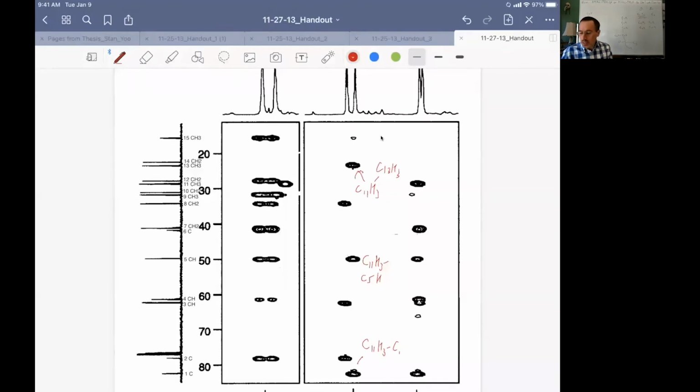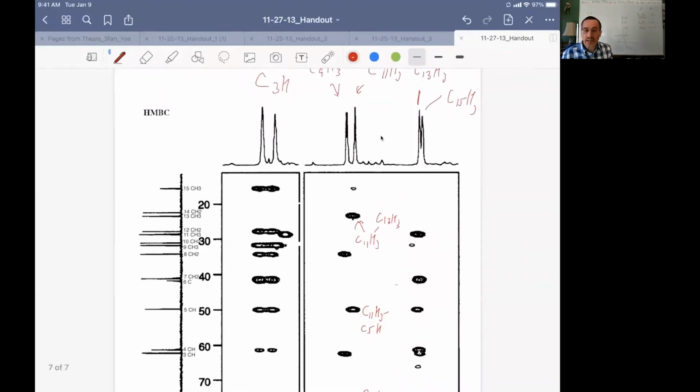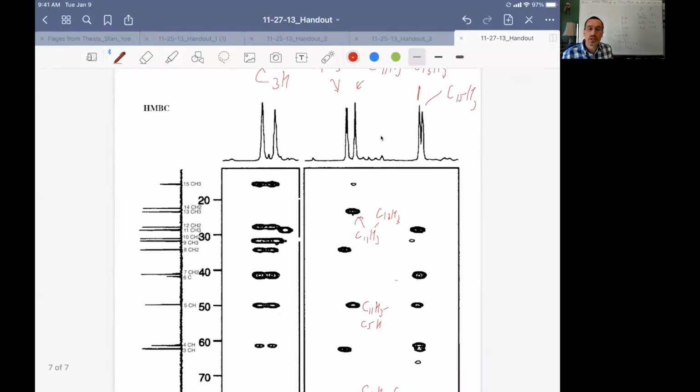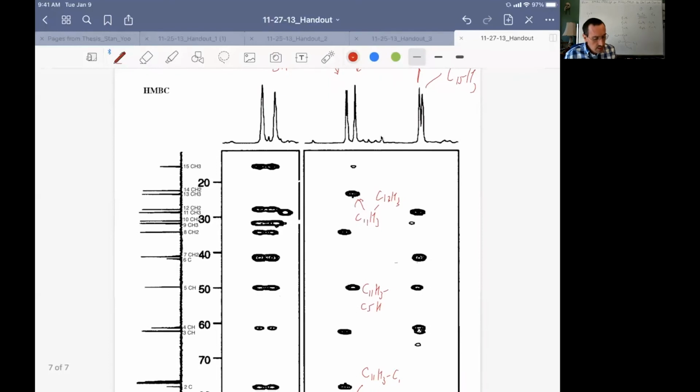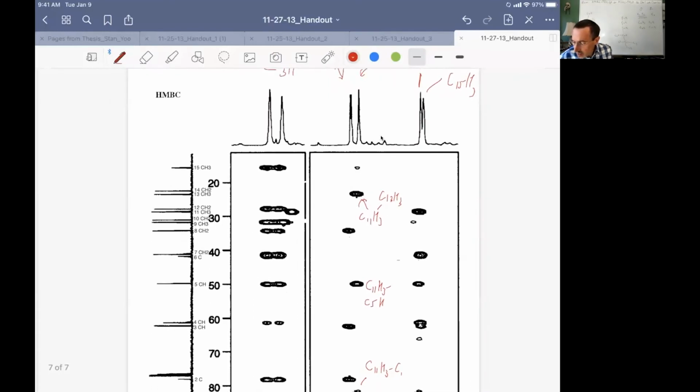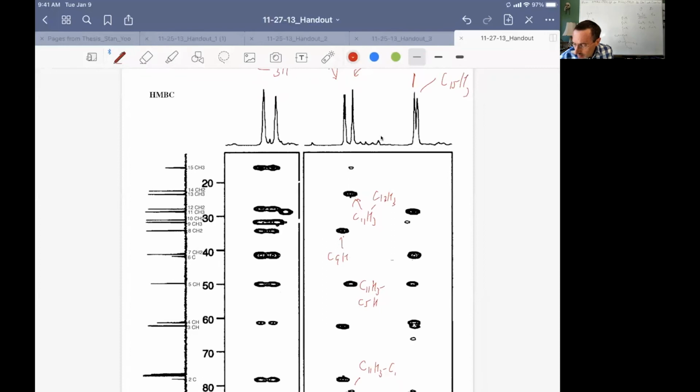Now remember, HMBC is picking up 2 and 3 bond CH coupling. So let's go for another piece of low-hanging fruit. We'll go for the track associated with the C9H3. So C9H3 is crossing with C8H2. And C9H3 is crossing with C3H. And C9H3 is crossing with C2.